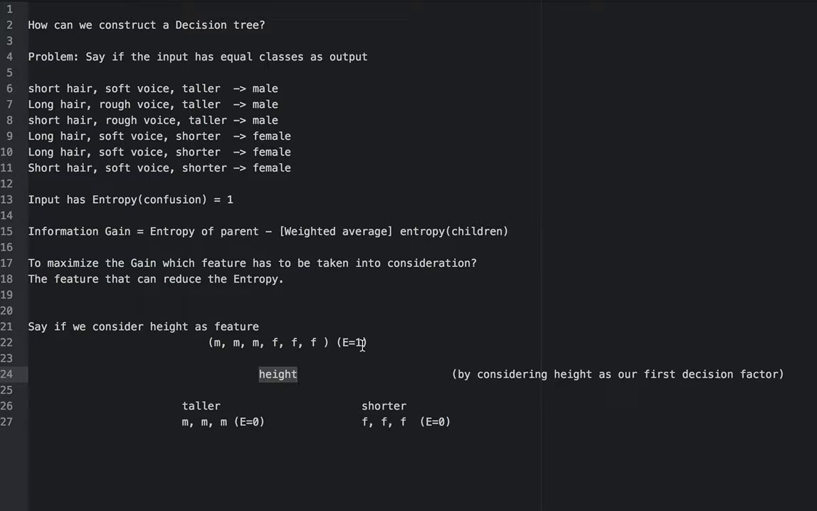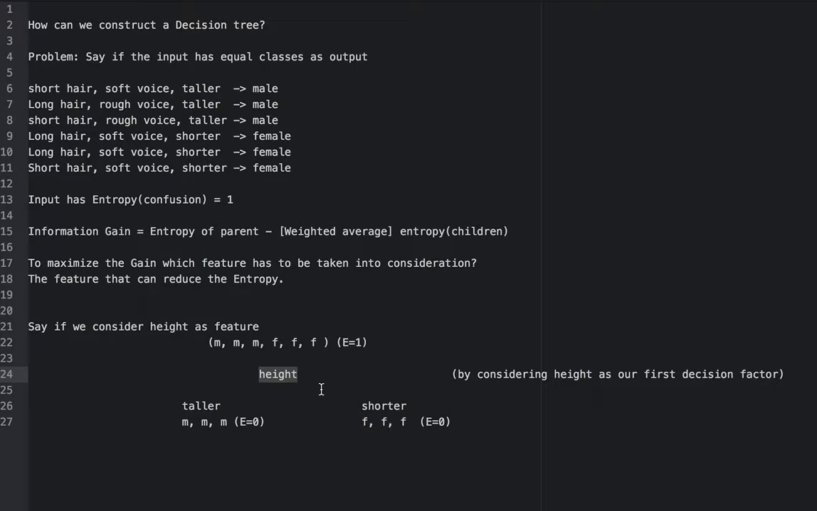The entropy is equal to 1, and the weighted average, which means right now the data going to left and right is of equal weight, so we can just ignore that for a moment, because it's the average weight. And the entropy of the children is 0 and 0, so we got 0 as the weighted average entropy of the children. Basically we got this as 0. So the entropy of the parent is 1, and the weighted average entropy of the children will be 0. So we got the maximum gain by considering the height.